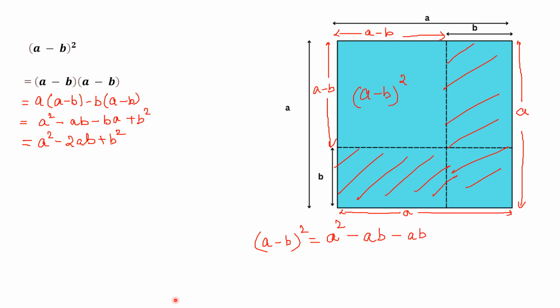Now if you have noticed one thing, in both the rectangles this part is common, isn't it? And it is getting subtracted twice, from this side also, from this side also. But I have to subtract only one time. So as it is getting subtracted twice, I will add one time the area of that small square, which is b². This small square is b². So from here now I can write it will be equal to a² − 2ab + b². So this is the second standard identity.